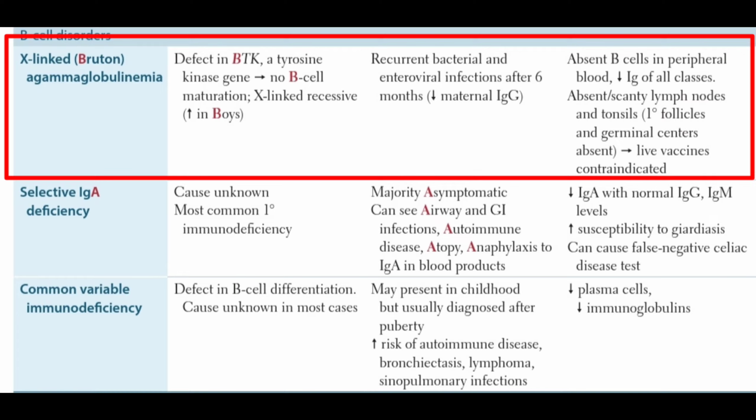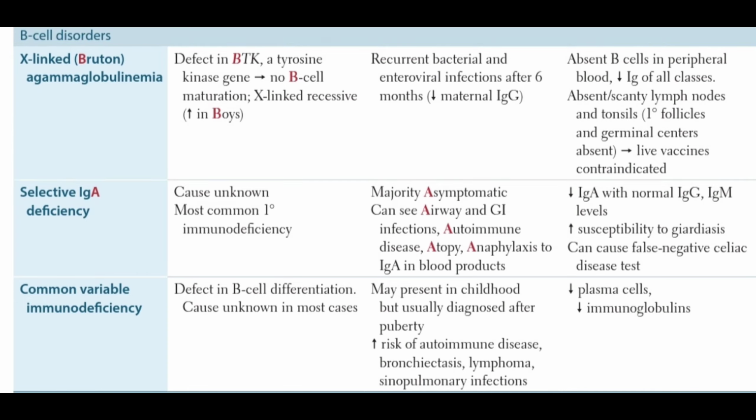The main findings in the disorder will be the absent B cell in the peripheral blood, and decreased amount of immunoglobulin of all classes. There will be absent or scanty lymph nodes and tonsils. The primary follicles and the germinal centers are mainly absent in the lymph node and the tonsil. In those people who have X-linked agammaglobulinemia, the live vaccinations are contraindicated, because it is extremely dangerous to give the live vaccine because of their immunodeficiencies.